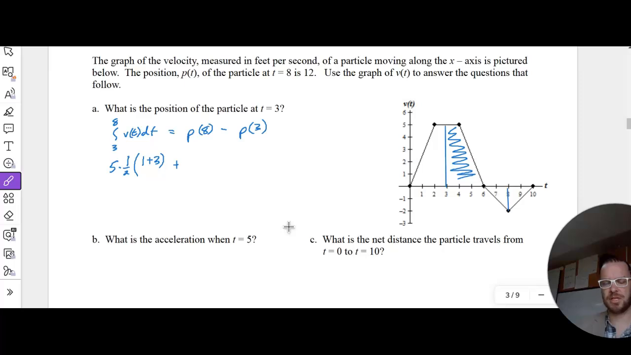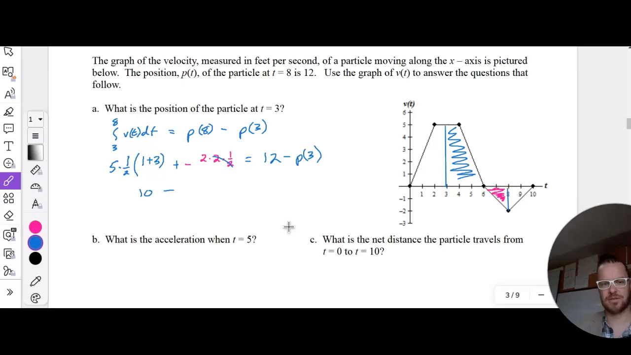And then I'm also going to need to add in this part here. However, let's do that in pink to show that it's below, so it's actually going to be negative. So instead of plus, really it's going to be minus, and that's 2 times 2 times 1/2. That's just a basic triangle, guys. And now that's equal to p of 8, which was 12, minus p of 3. All right, so I put all this together, I'm going to get 4 times 1/2 is 2, times 5 is 10.